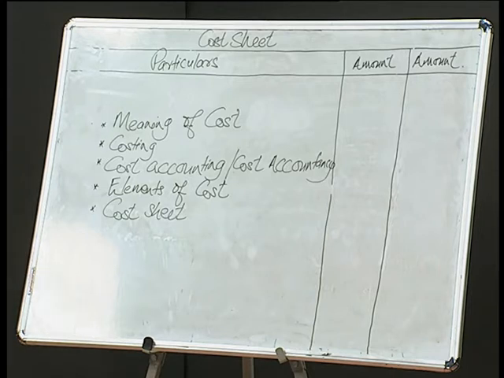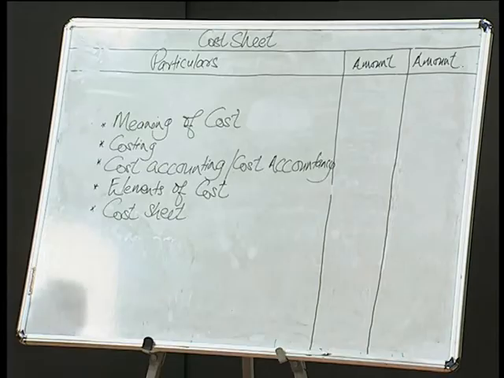As I have already explained in the last lesson, cost is the measurement of the amount of resources that is required for the production of goods and services, and that has to be expressed in terms of monetary value. So that is the meaning of cost. Then we have costing. Costing refers to the technique and the process of ascertaining the cost. Then next we have cost accounting.